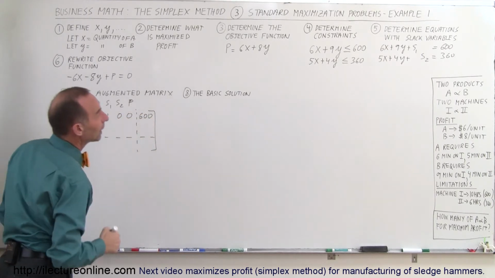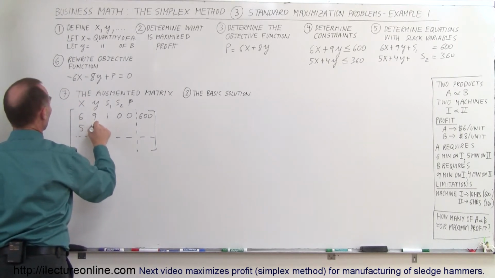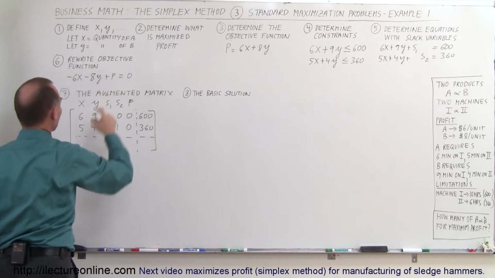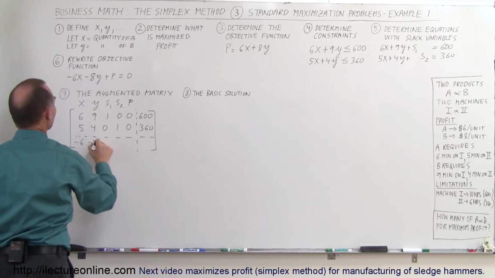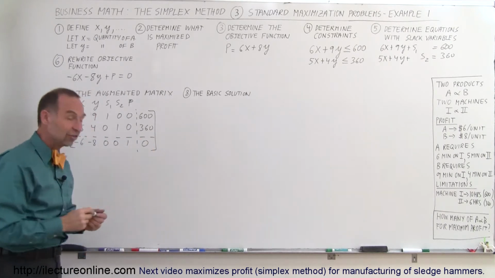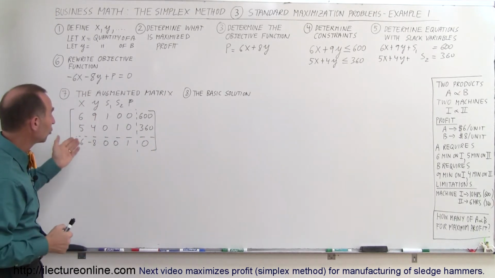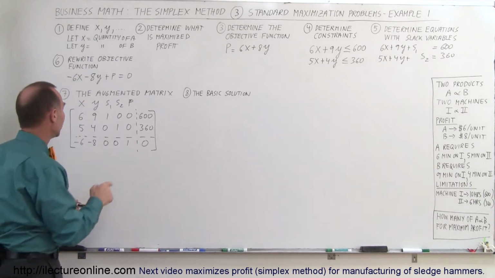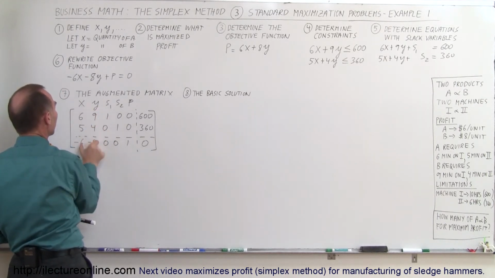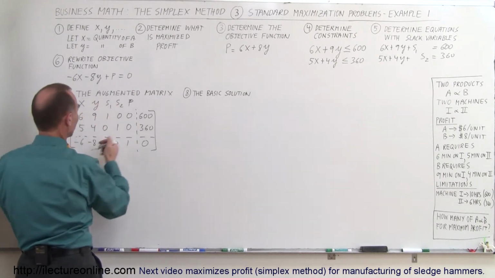And the second row, we get 5, 4, 0, 1, 0, and 360. And then the coefficients from the objective function, -6, -8, 0, 0, 1, and 0. And so, of course, the basic solution is to realize that whenever we have a column that doesn't have a 1 and zeros, those variables will go to 0. So in this case, x and y will be 0.